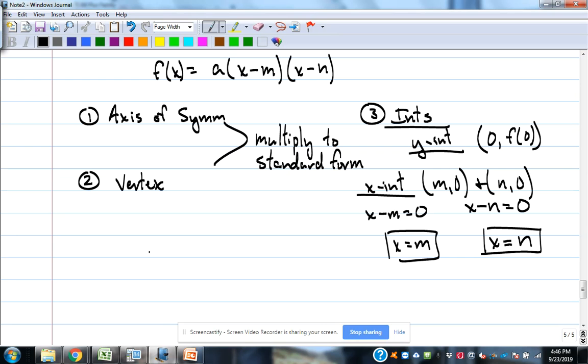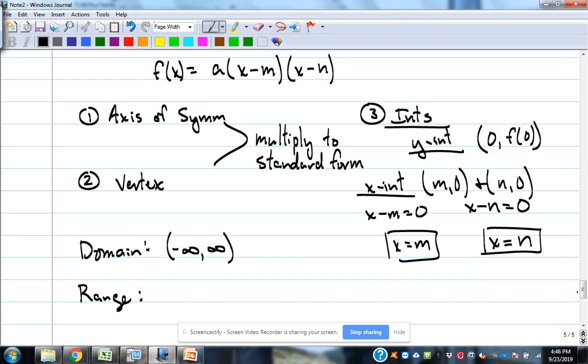Domain, what's it going to be? Quadratic function. So what's the domain on quadratic functions? Always negative infinity to positive infinity. Never changes. Okay? The domain's still the same. It's negative infinity to positive infinity. So let's write that down. Domain: negative infinity, positive infinity.